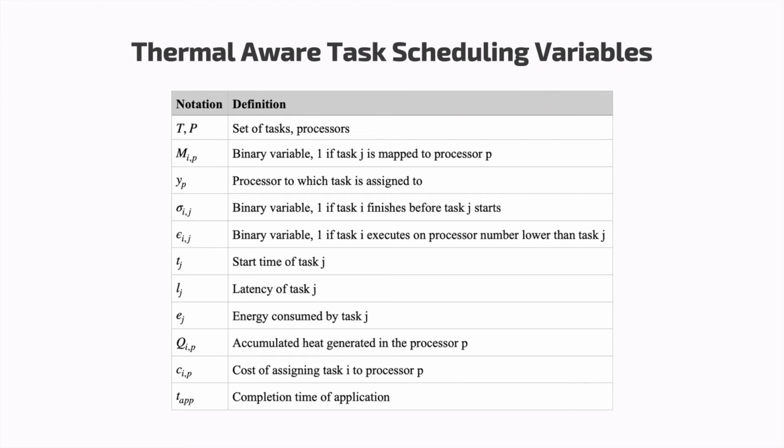The start times, latencies, and energy consumed by the task are also used. There are also variables for accumulated heat generated in the processor, cost of assigning a task to a processor, and the completion time of the application. The input of the model would then be the task graph with its latencies and energy consumed for each task. The output of the model is the assignment of tasks to processors, their individual start times, and the completion time of the application.